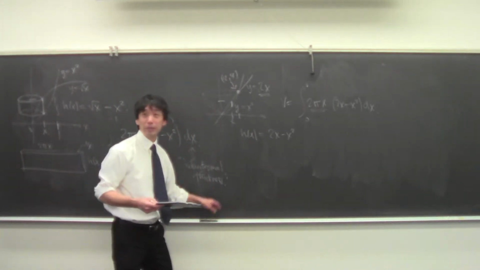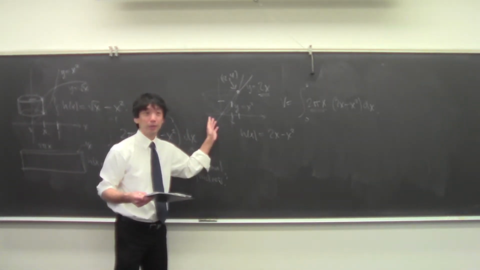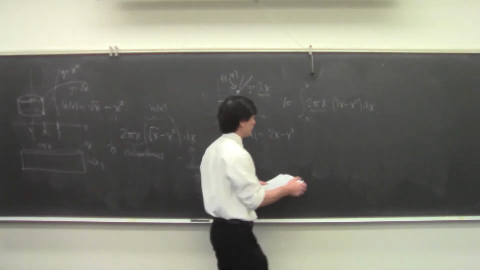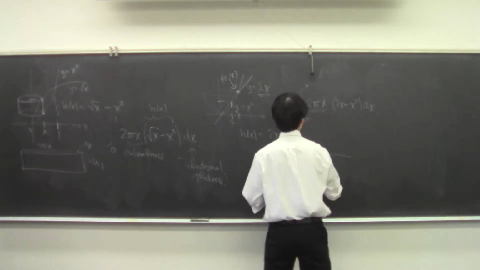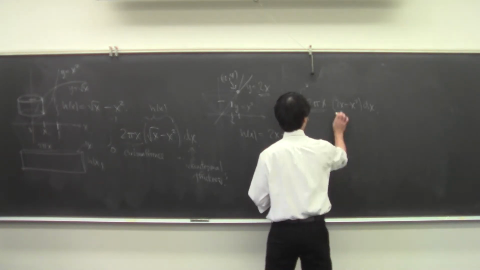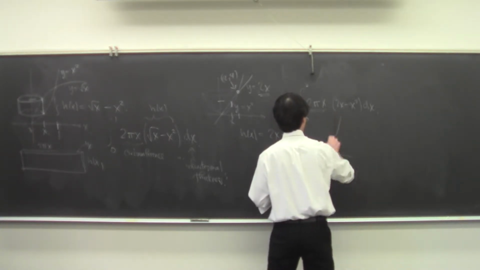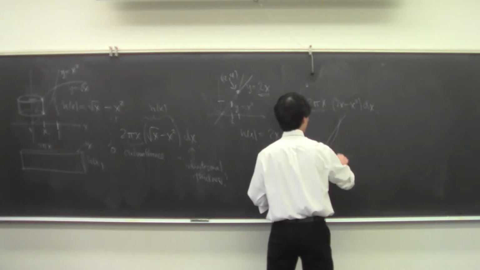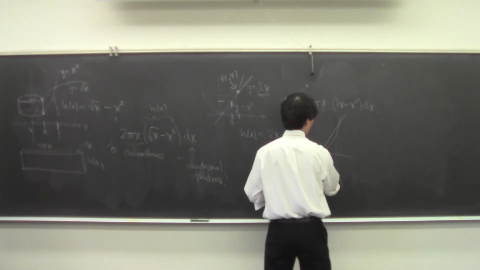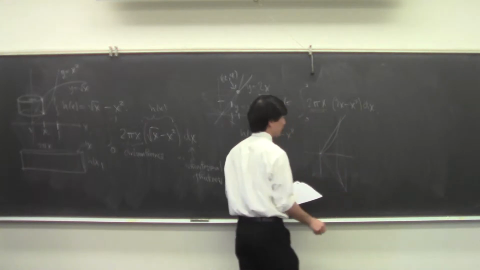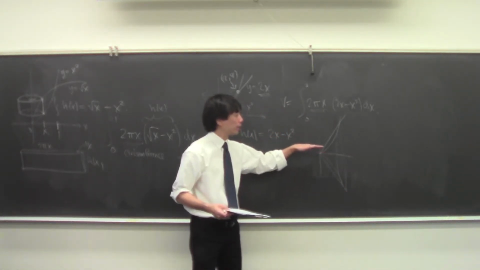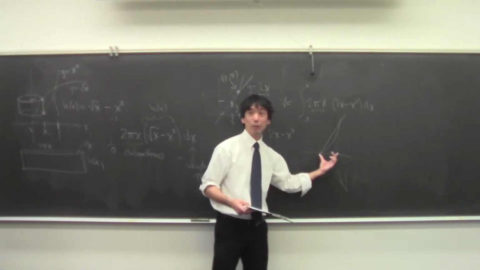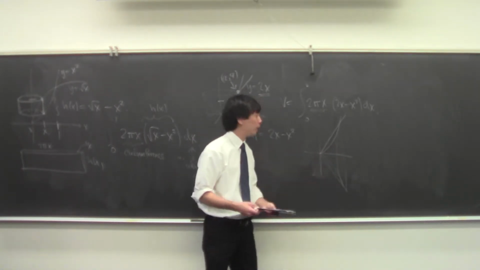Okay. Everybody all right with that? One more easy one, and then we'll do a trickier one. So let's take the same thing, but this time rotated this way. This time we rotate it around the x-axis. Again, you could do this by washers, but I'd like you to do it by shells.